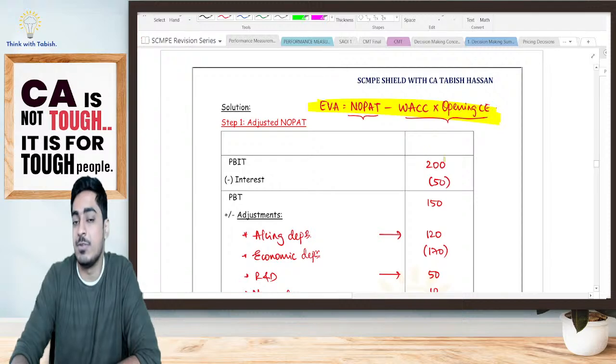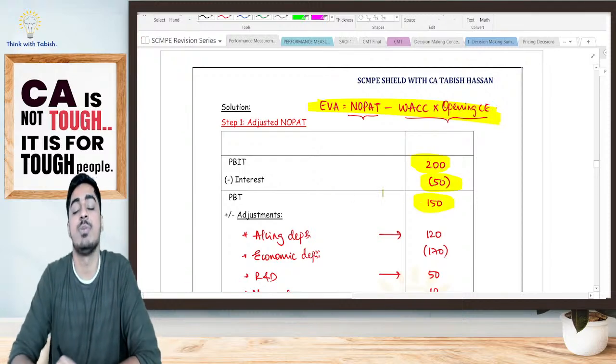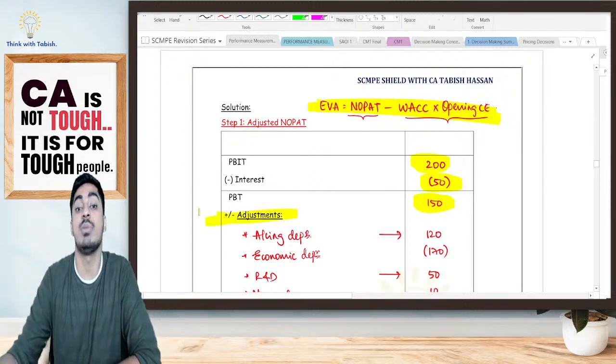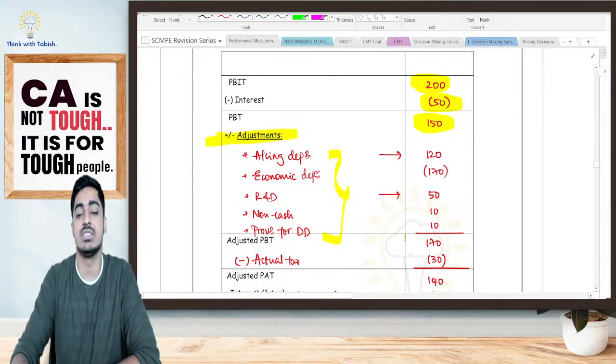I have my profit before interest and tax 200. In that I have paid interest of 50 rupees. That means my profit before tax is 150. In that I will do all my adjustments. All my current year adjustments I have done. I have got my adjusted PBT.